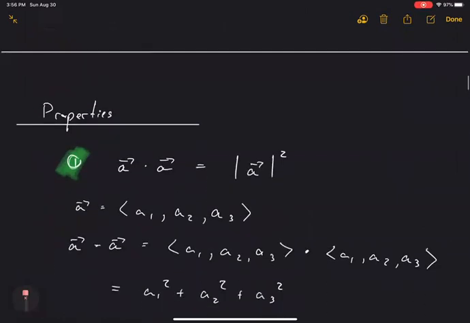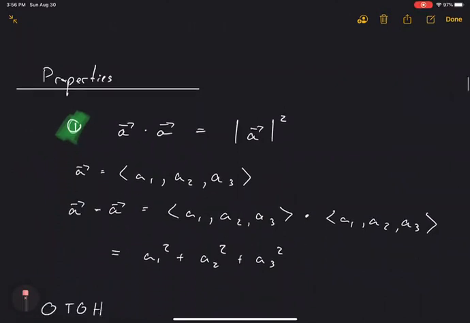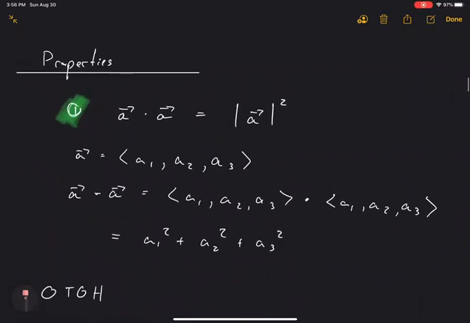Where were we? Okay, so let's look at some properties of the dot product, and then we'll start looking at the meaning behind it. So this is the big one. Property number one gets top billing. Let's say I have a vector A, and I take the dot product with itself. So A dot A. That is going to give me the length of A squared.